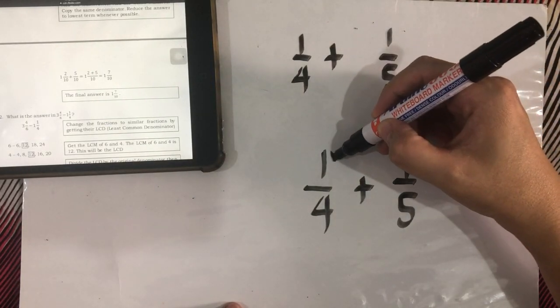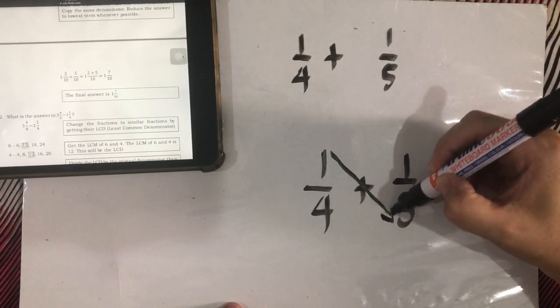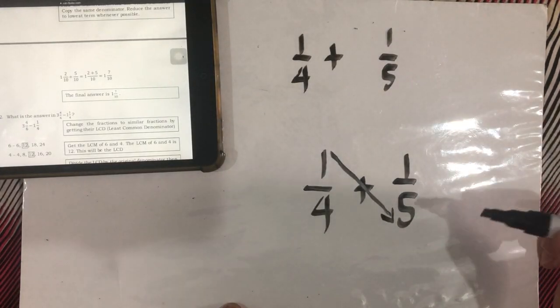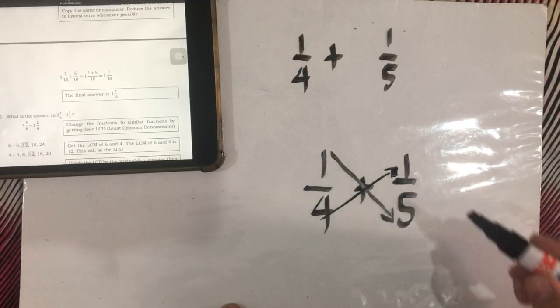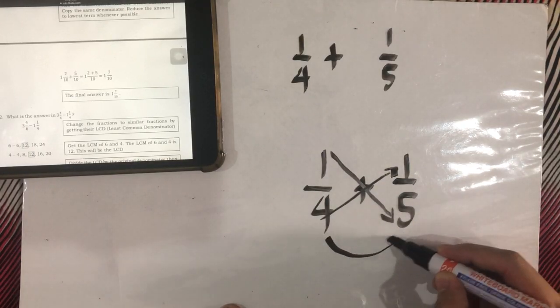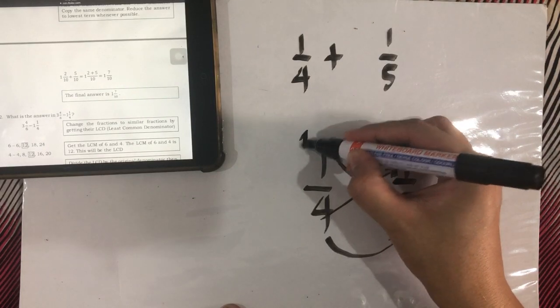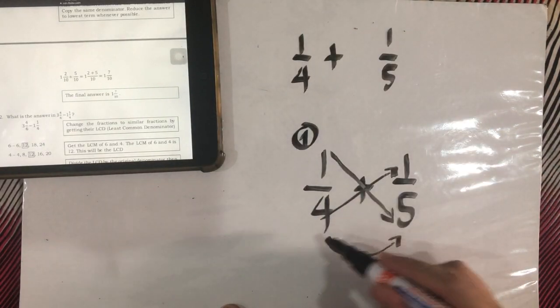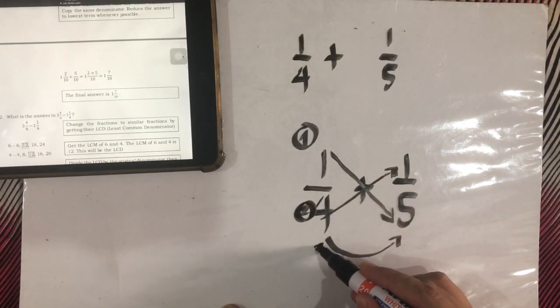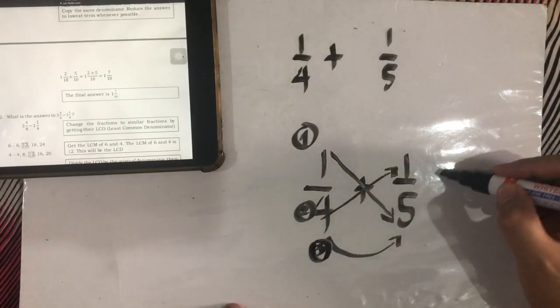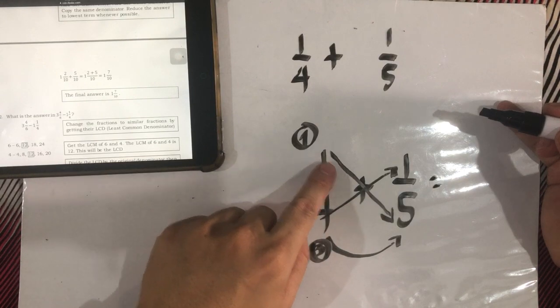Okay? So, ganito yung cross multiplication. Unahin mong i-multiply itong dalawa. Okay? And then, multiply mo itong dalawa. And then, multiply mo itong dalawa. So, this is the first step. And then, this is the second step. And then, this is the third step. Okay? Gawin natin.